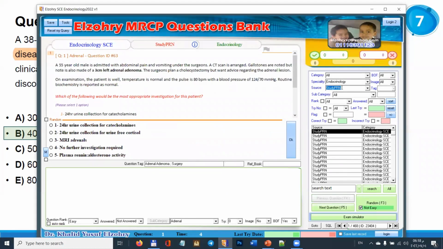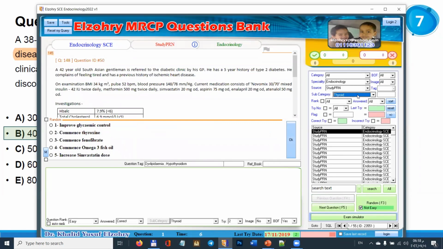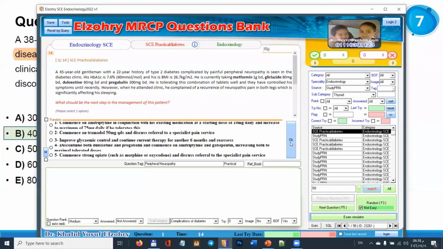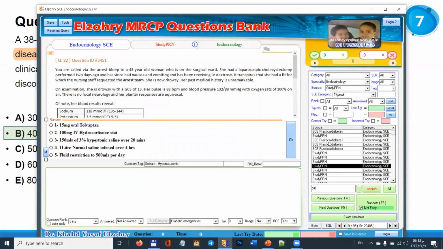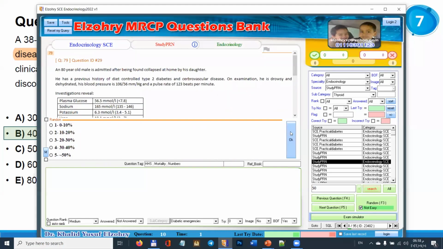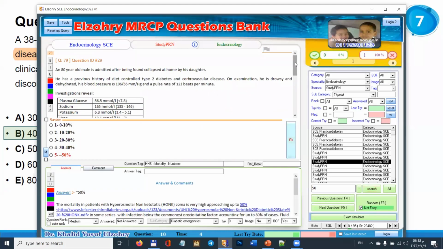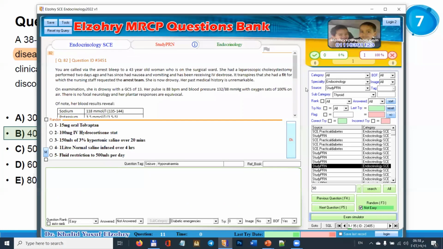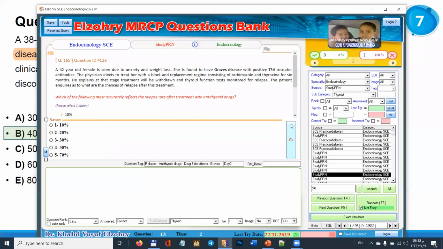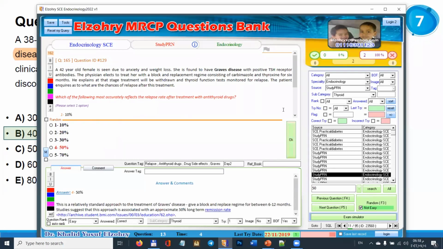Question 14. I think no, there is no 60%. Yes. For this situation, there is no 60%. So this is one study. This is one. Mortality. This is a mortality.